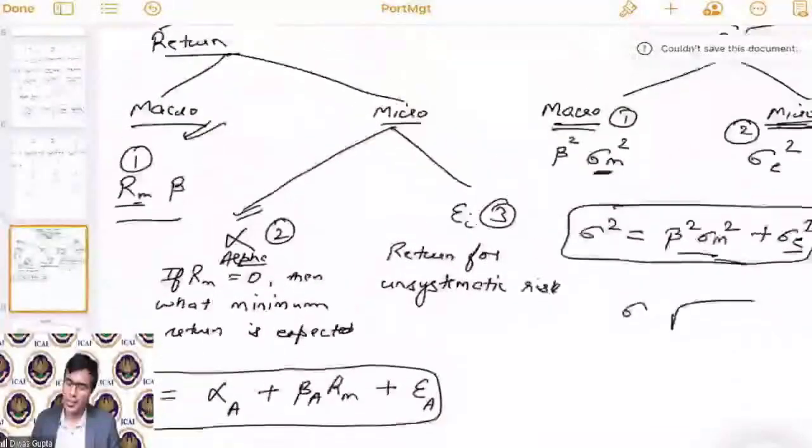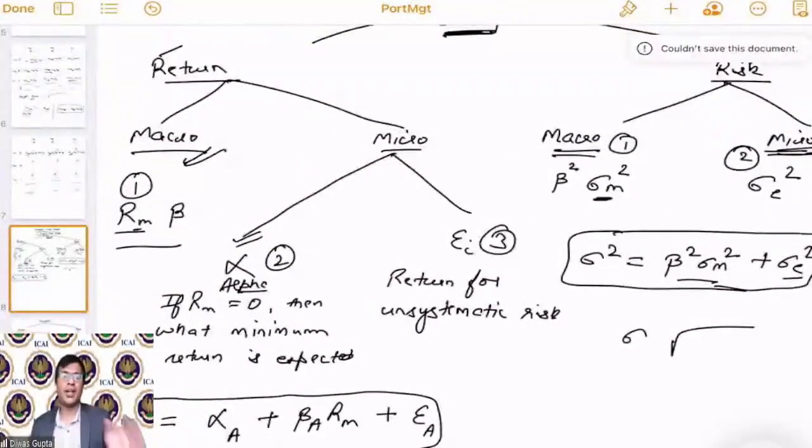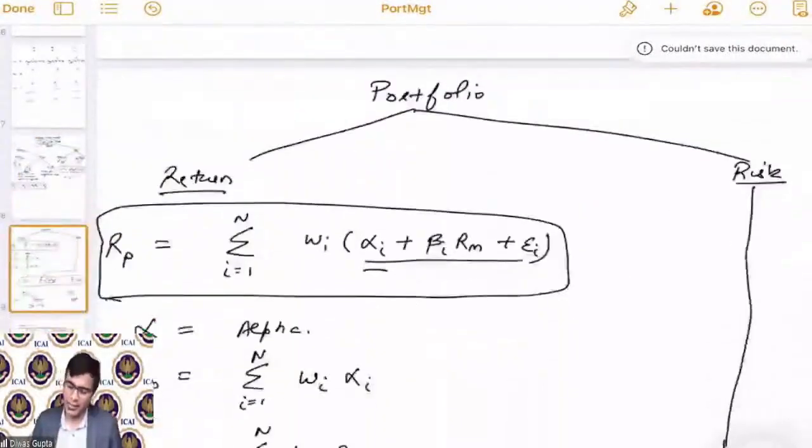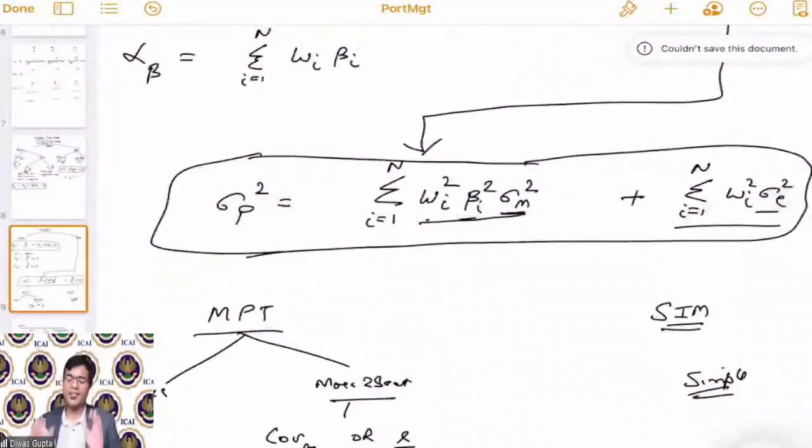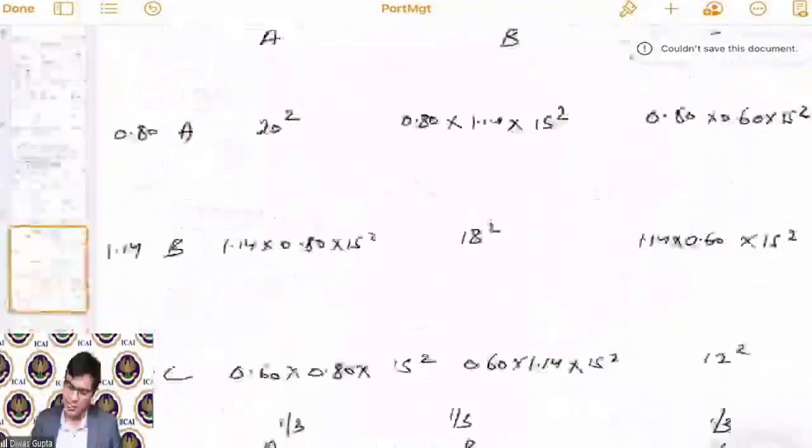So in both risk and return, we have seen there are two types of factors, macro and micro, to calculate the risk and return. Similarly, for portfolio, it's just a weighted average of returns. And for risk, we again bifurcated. For the systematic risk also, we take the weighted average, and the unsystematic also, we take the weighted average.